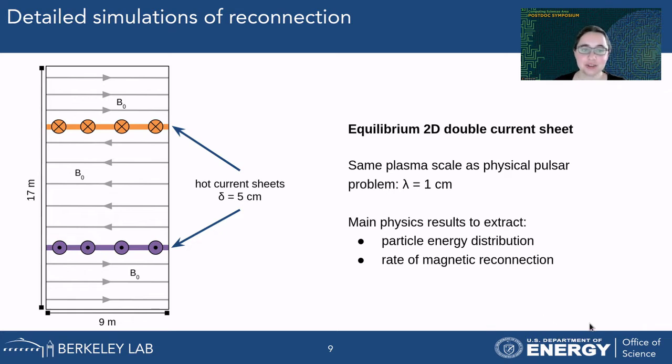The main physics we hope to extract are the particle energy distribution, given that we're interested in particle acceleration, but we're also interested in what's called the rate of reconnection, which is the rate at which the magnetic field lines are breaking up and reconnecting. And much of the theory around reconnection is written in terms of this reconnection rate. So it's a good thing to have in order to compare with the literature, and also as a way of validating the physics we're seeing.